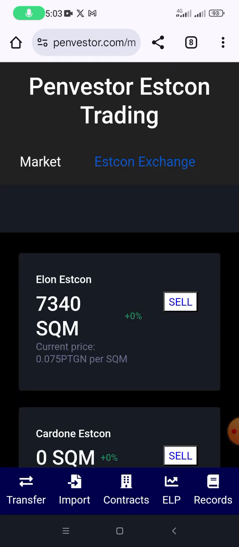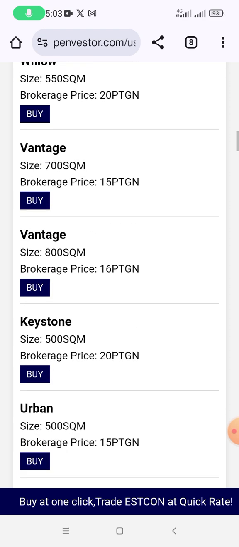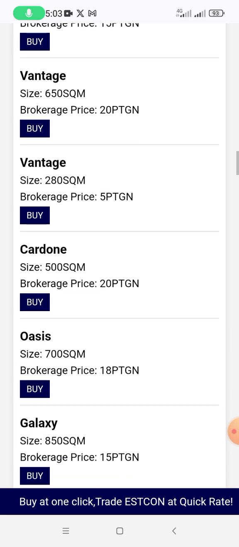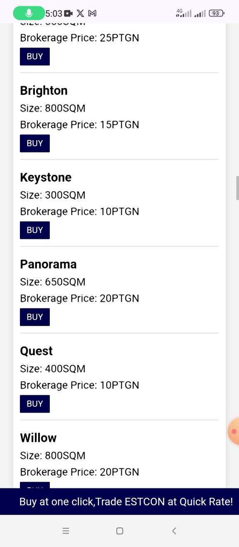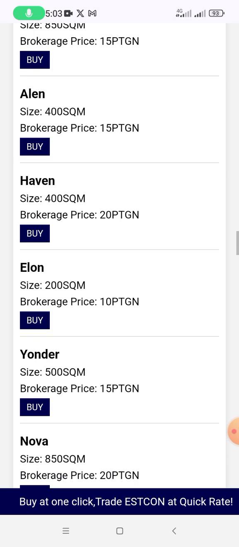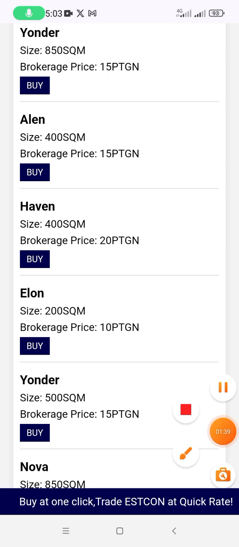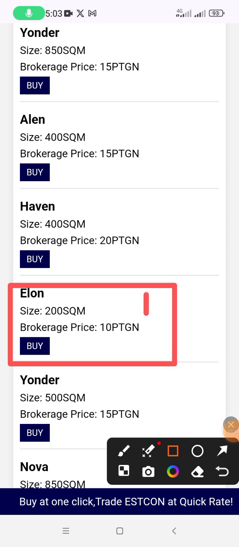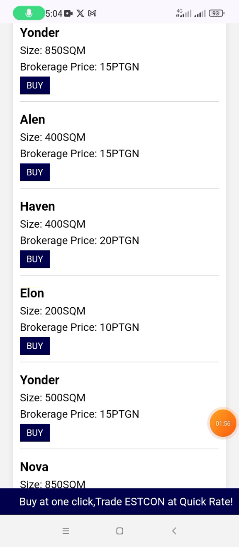If I go to the ESTCON exchange like this, let me look for Elon ESTCON here. I will just be looking if anyone is selling Elon ESTCON. Okay, now I have seen this 200 Elon ESTCON. See what I'm talking about? This Elon ESTCON, 200 SQM. Now let me check so that you understand what I'm talking about. Let me go back. 200 Elon ESTCON, and it is quoted 10 PTGN here.